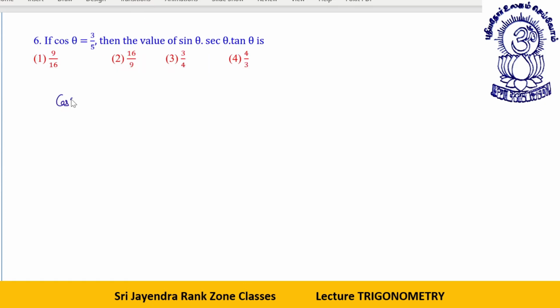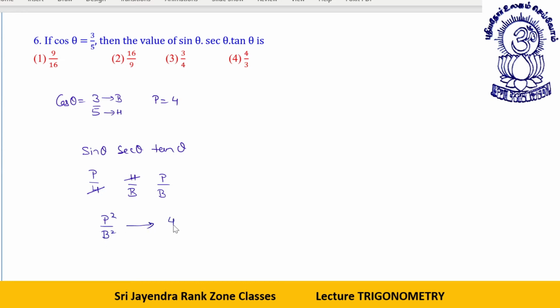You have cos theta is equal to 3 by 5. Cos theta is what? Base upon hypotenuse. Perpendicular will directly be 4. You have to find sine theta, sec theta, tan theta. Sine theta is what? Sine theta is P by H. Sec theta is H by B. Tan theta is P by B. H and H cancel, so you get P square by B square, which is what? 4 square by 3 square.